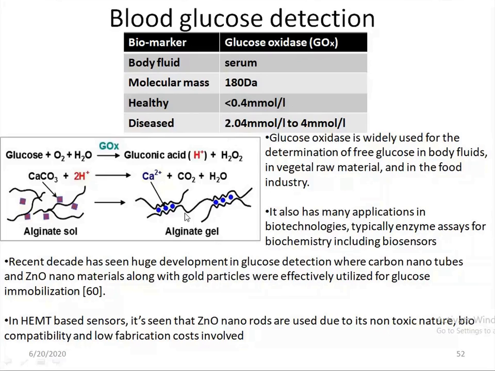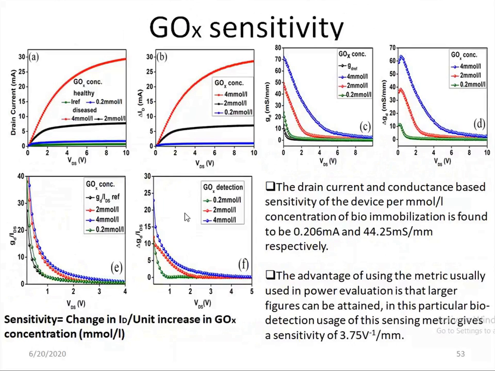The surface modulation required here is growing some zinc oxide nanorods on the gate surface or the channel surface of the device, so that the sensing can be increased. Again, this is the sensitivity for GOX detection. If you want all these details, you can check my paper in IEEE Transactions on Nanotechnology, called Charge Detection Based Approach for Detection. In that paper, I have detailed all these things, so I'm not going into the details here.